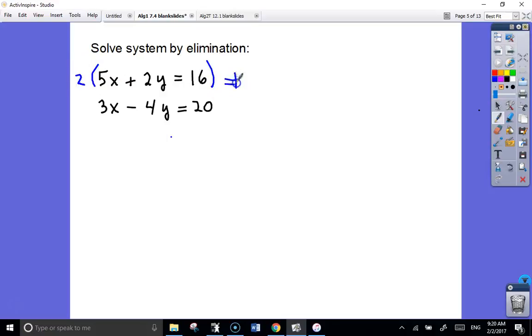And that's going to give us 10x plus 4y equals 32. And the bottom one we'll leave alone. 3x minus 4y equals 40. No, equals 20, sorry. So when you do that, that's called an equivalent system, right? It means that it would have the same solution. Each line would still be the same line. Multiplying both sides by the same thing doesn't change the actual graph of the line. So that's called an equivalent system.